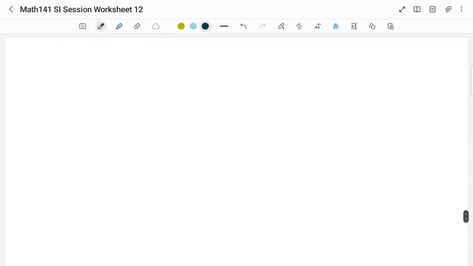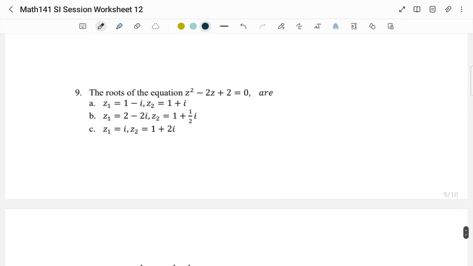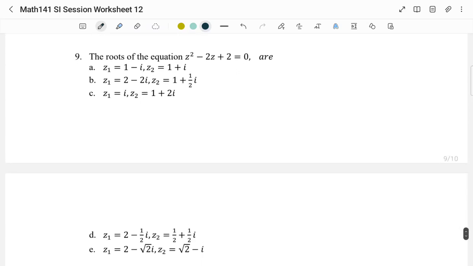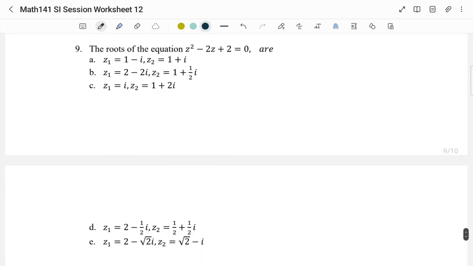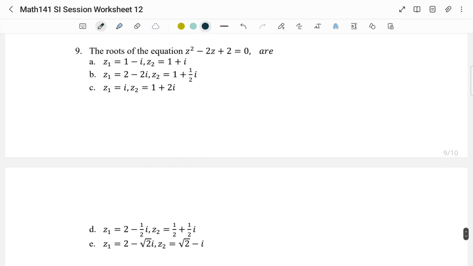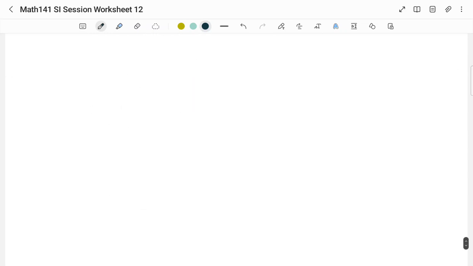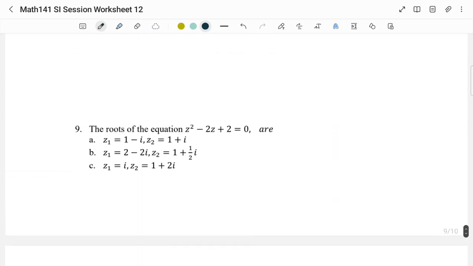So that should be easy to implement. Okay, so I believe that is it. The next few ones are similar to stuff that we've done already. For example, this one, question 9, you can easily solve this. Again, you have z squared, meaning 2 roots, easy to implement.